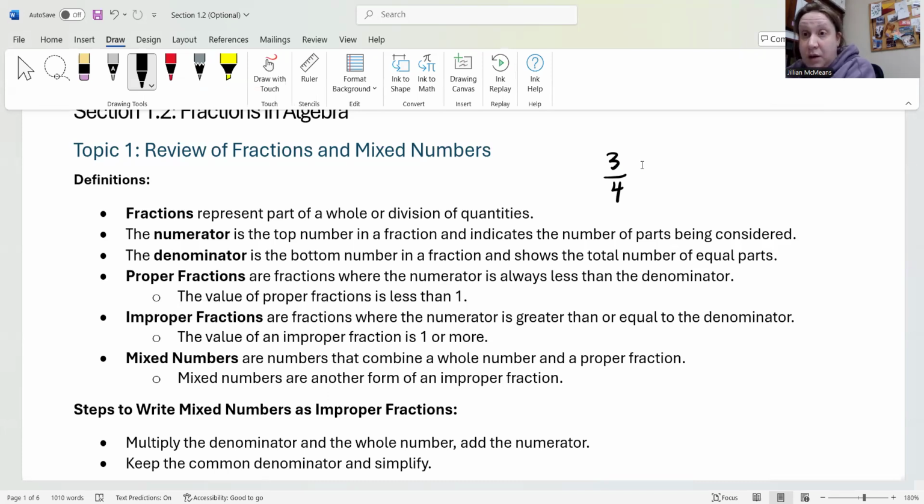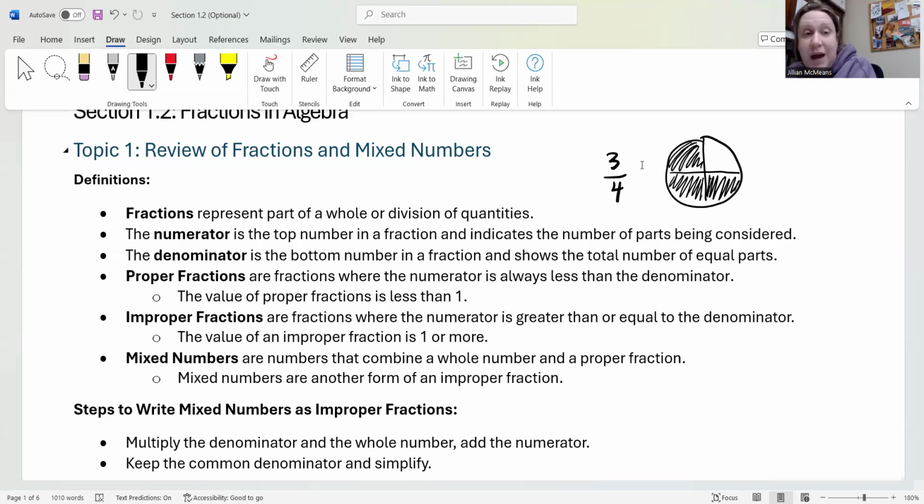4 tells us how many equal pieces we have this whole cut into, and 3 tells us how many we're interested in. So if I had this circle right here, pretend it's perfect and cut into 4 exactly equal pieces. If I were to shade 3 of the 4, I would have the fraction 3/4. So that's kind of just the general definition of a fraction, numerator and denominator, and kind of what it looks like.